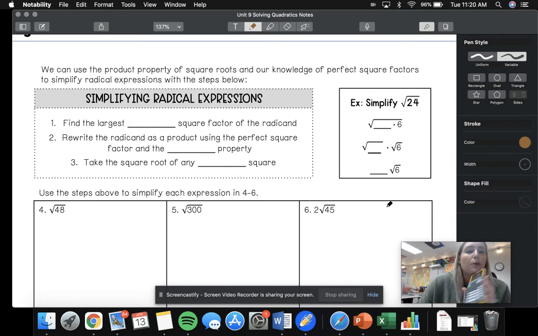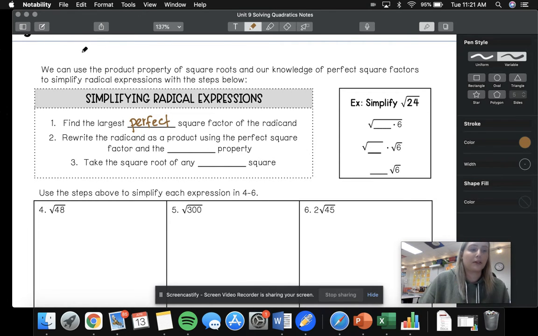Okay, so we can use the product property of square roots and our knowledge of perfect square factors to simplify radical expressions with these steps. The first thing we have to do is find the largest perfect square factor of the radicand. So for this one, the square root of 24, we have to ask ourselves, what is the largest perfect square that can go out of it?